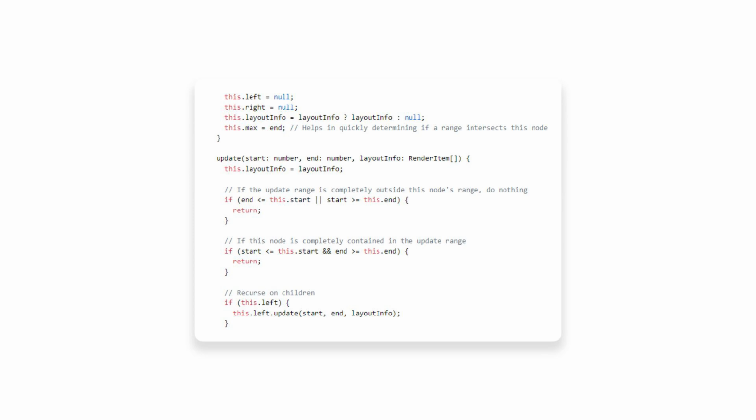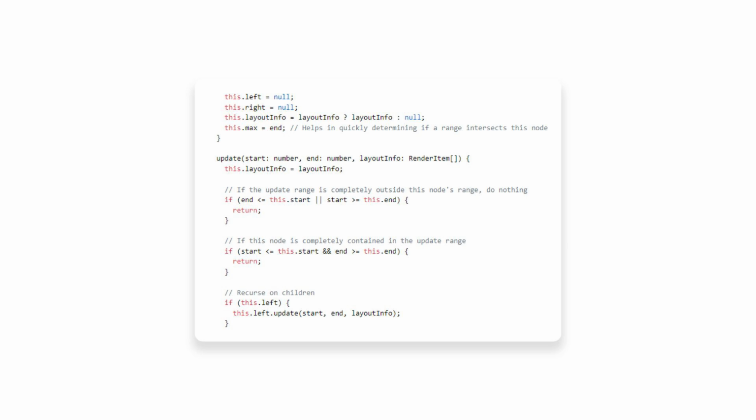1. Property initialization. this.left and this.right are initialized to null, indicating that the node has no children initially. this.layoutInfo is set to the provided layout info or null if not provided. this.max is assigned the value of end, which helps determine if a given range intersects with this node's range efficiently. 2. Update method. The update method modifies the layout info for this node based on the specified range, start and end.